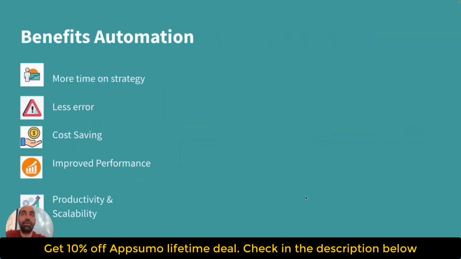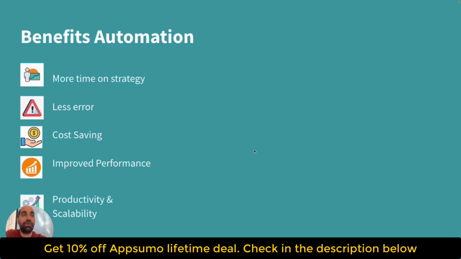And benefits of automation are you will have more time on strategy, you will have less control, you will have less errors in your account, you will save cost and improve your account performance, and your productivity and scalability will increase. So in the end you will be happy.